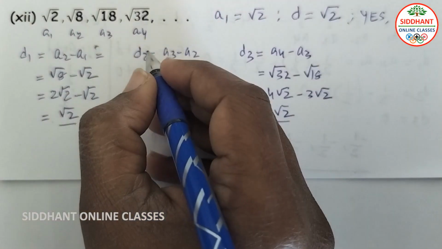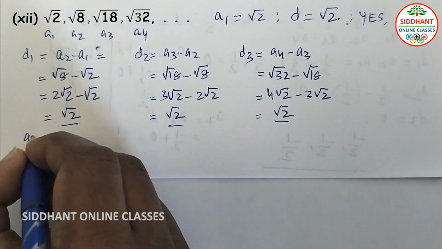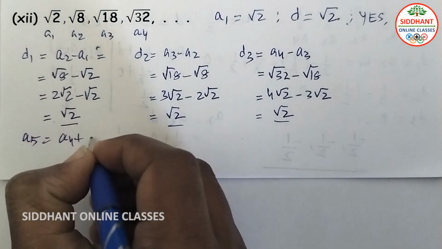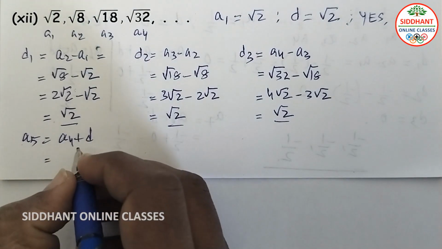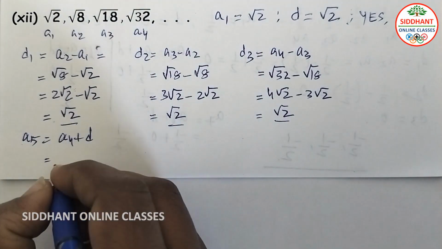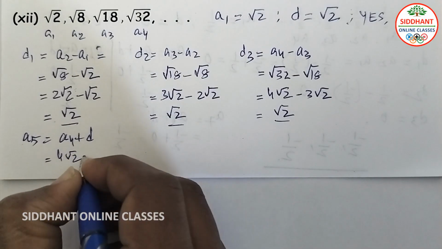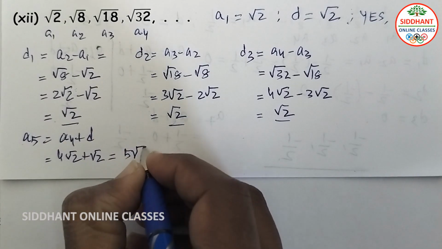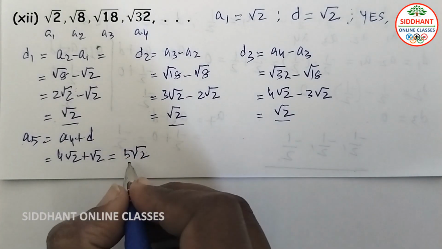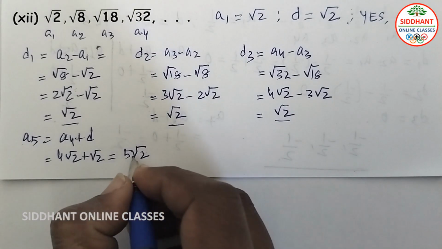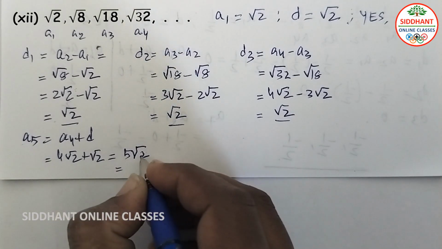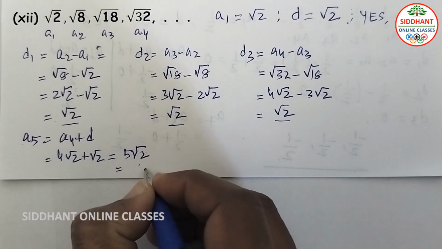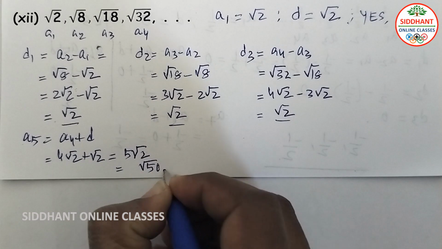Now we are going to find out the next three numbers, which are A5, A6, A7. A5 is A4 plus D. That means A4, which is 4 root 2, plus root 2, equals 5 root 2 here. So 5 root 2 means, if the 5 goes inside the root, it will be multiplied, that means 5 into 5, so 25 into 2, it will be root 50 here.